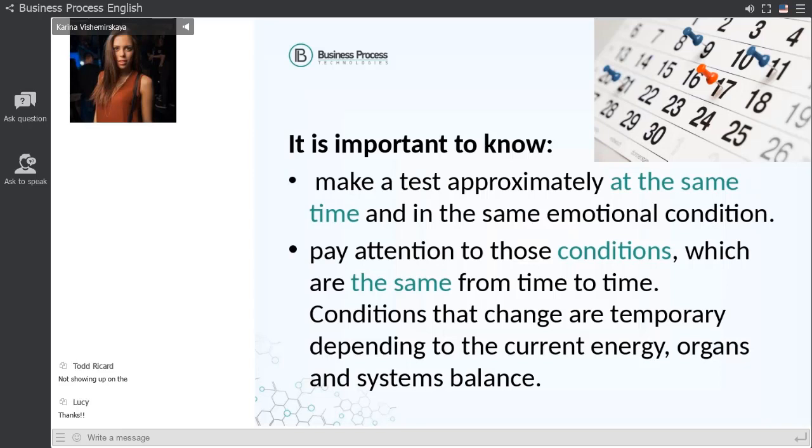And this has a direct influence on our organism. It's very important to make the test at the same time, in the same emotional condition. The second thing is that we need to pay attention to those conditions which are the same from time to time. So we run the test today, tomorrow, in a week. Some things will change definitely, but some of them will remain the same. Conditions that change are temporary, depending on the current energy, organs, and systems balance.